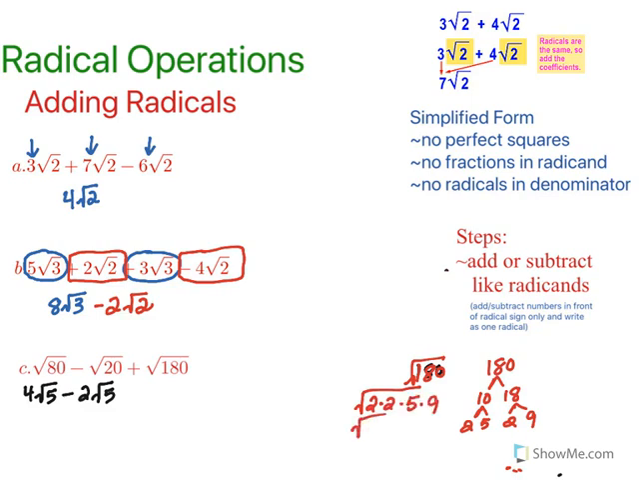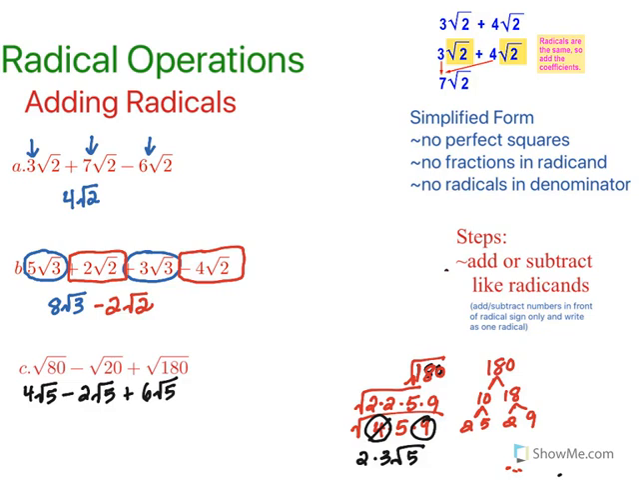I know that if I were to combine 2 and 2, that would give me 4, which is a perfect square, and 9. And then I will take the square root of both of these perfect squares and pull them out from underneath. So the square root of 4 is 2. Square root of 9 is 3. I'm going to multiply those together since I pulled both of them out. And I'm left with the square root of 5 on the inside. And so my simplified form here would be 6 square roots of 5.